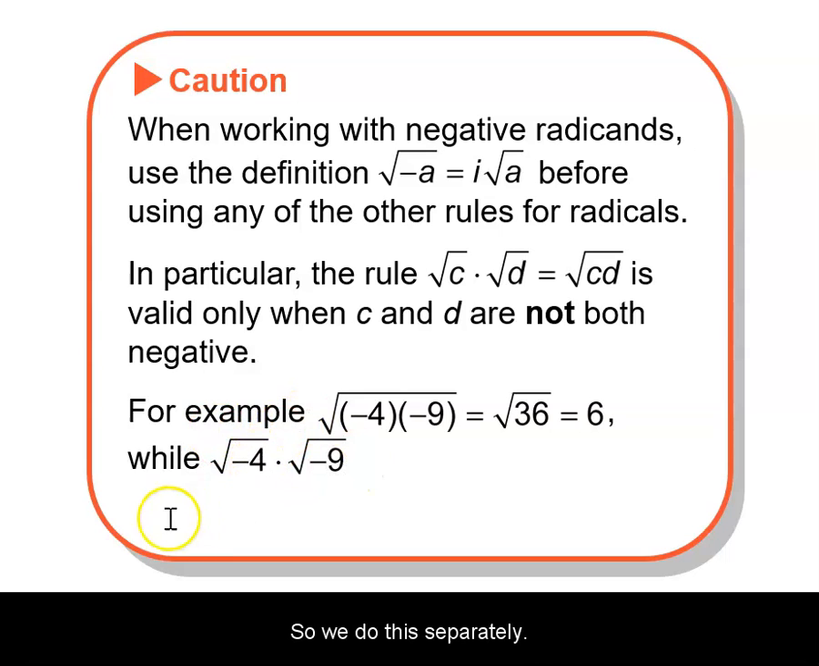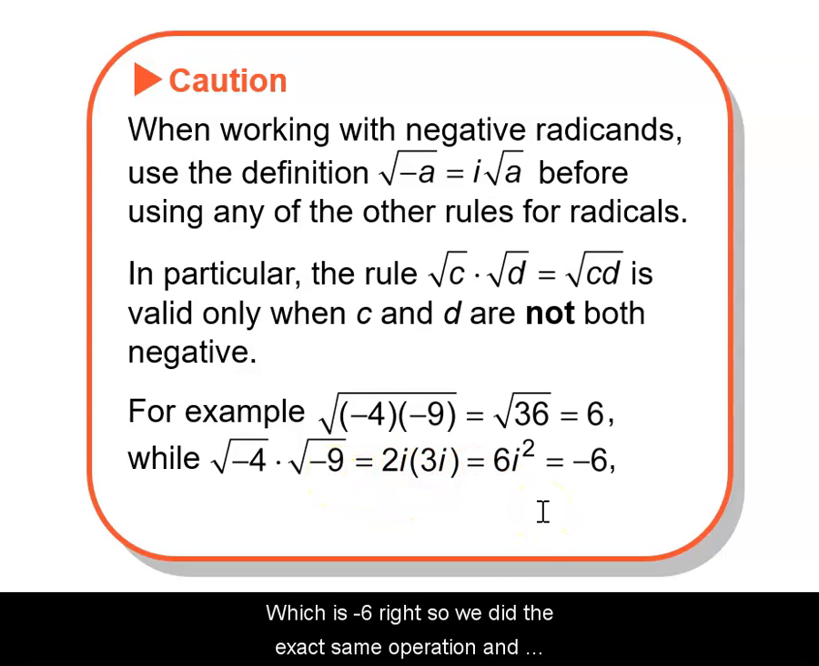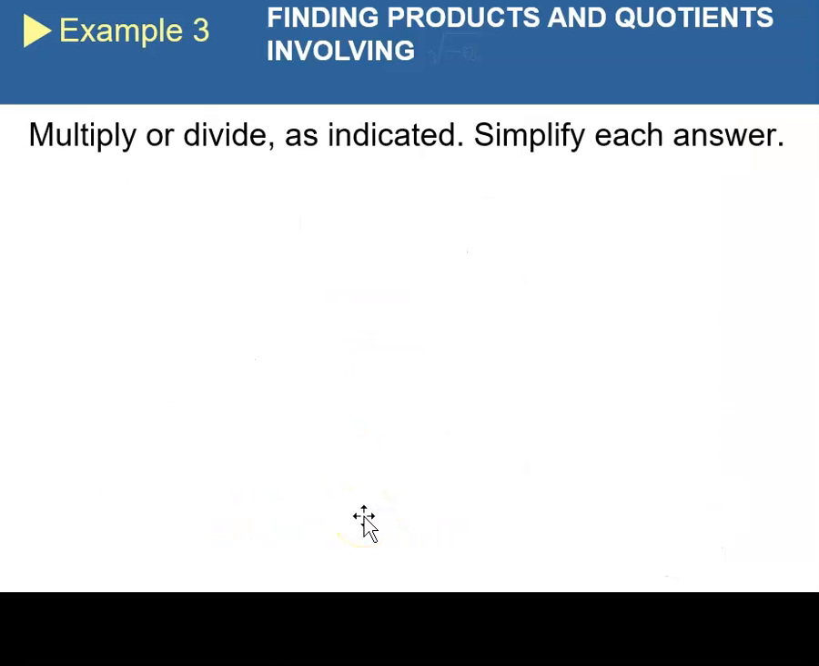Right, so if we do this separately, okay, you get a 2i times a 3i, which gets you 6 times i squared, which is negative 6, right? So we did the exact same operation and got two separate values. So you want to make sure you're being very, very careful here and you're pulling out your imaginary values first, or otherwise you're going to get very incorrect answers, okay? So here, these two things are not the same, right?